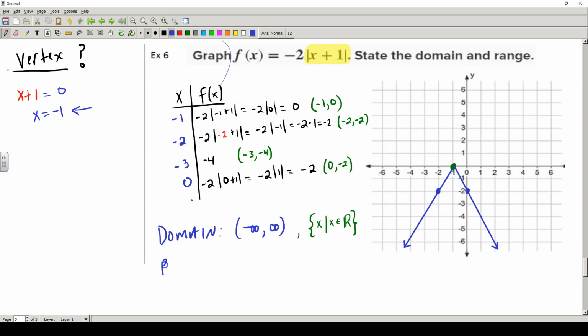And if we talked about the range, what should you have gotten for the range? Well, that would be all the y values or all the f of x values that are less than or equal to 0. So we would say from -infinity all the way to 0 for the range. Set builder notation for that would be a little bit more specific. It would say all the f of x values such that f of x is less than or equal to 0. That would be our domain and range for that absolute value function.